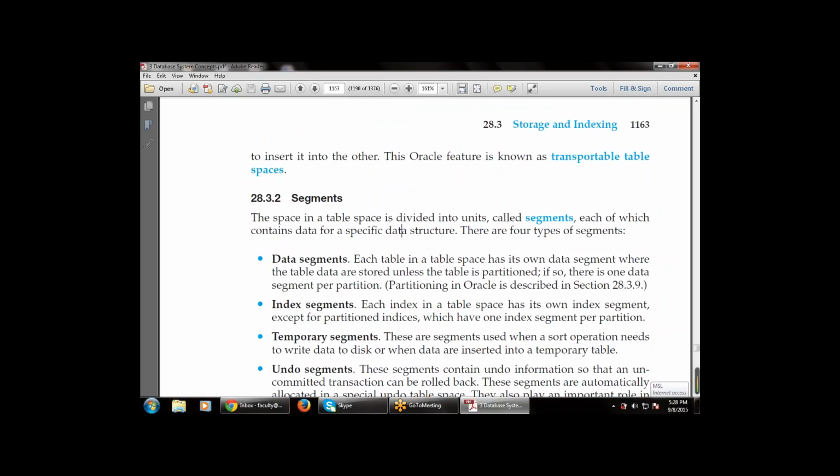The space in a tablespace is divided into multiple chunks, multiple units, known as segments, each of which contains data for a specific data structure. There are four types of segments: one is a data segment, one is an index segment, one is a temporary segment, and one is an undo segment. So these are the four segments that are used in the database architecture.